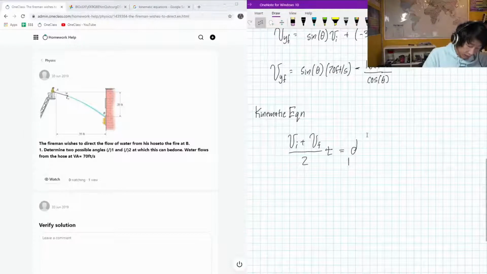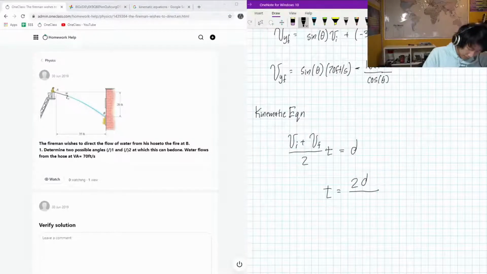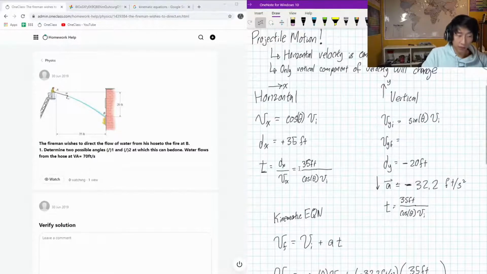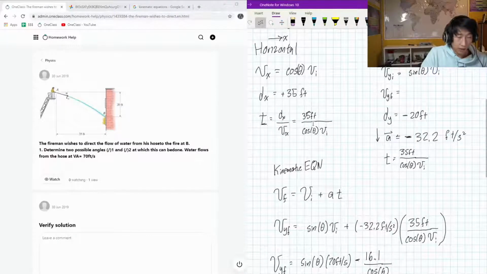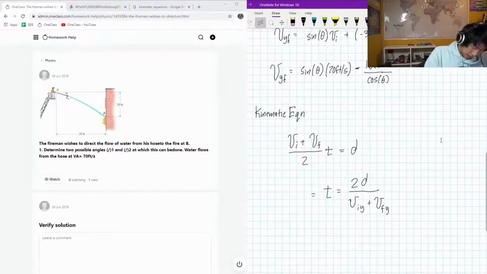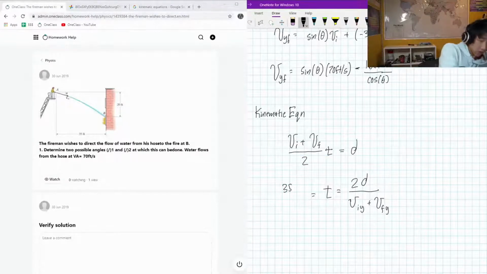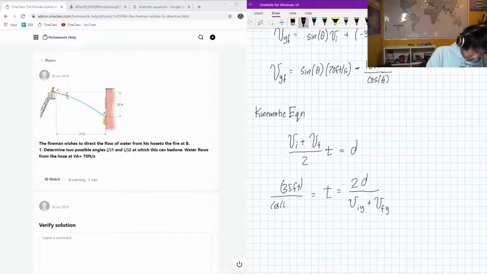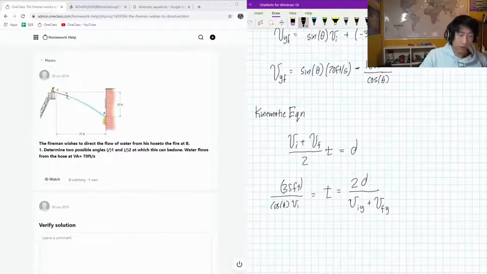To isolate t, you can see that t is just going to be equal to 2d over Viy plus Vfy, and these are both going to be equal to the other way that we calculated time, because the time has to be the same for everyone, which is 35 feet divided by cos theta times Vi. So 35 feet divided by cos theta Vi, and that's the total Vi.